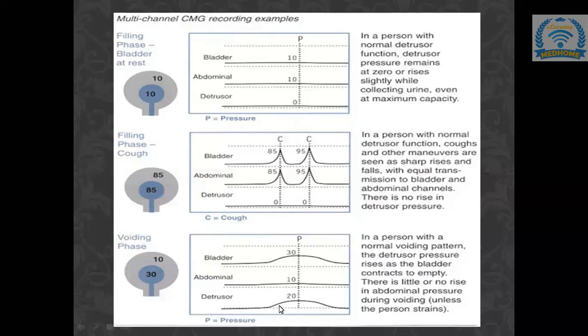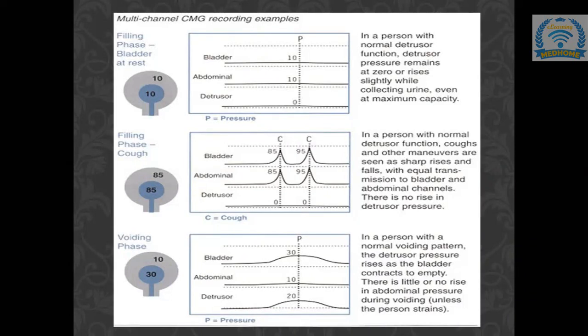As we can see from this graph, there's going to be little or no rise in the abdominal pressure during the voiding phase, unless the patient strains. Because now the abdominal muscles don't have to do any work. Now it becomes the activity of the detrusor muscle and the bladder to start working, and the woman is able to void.